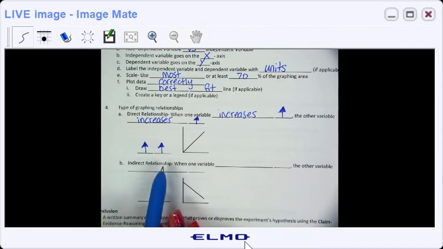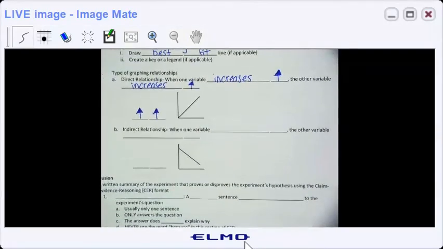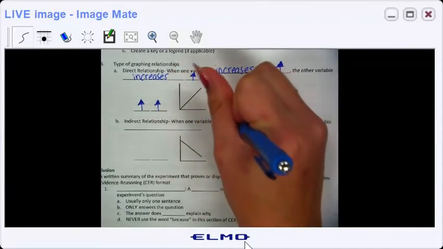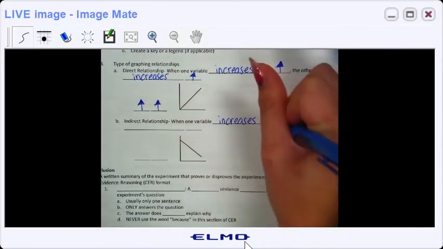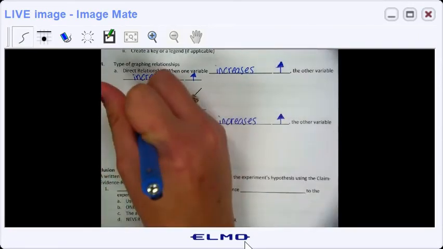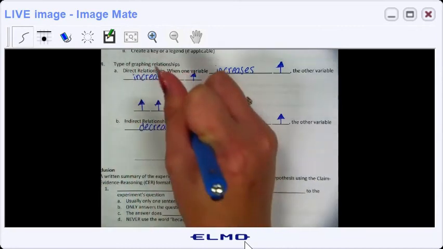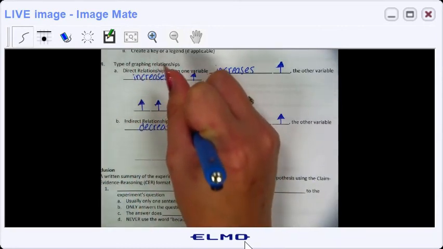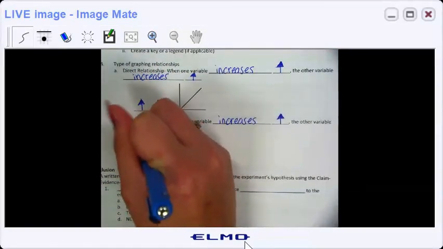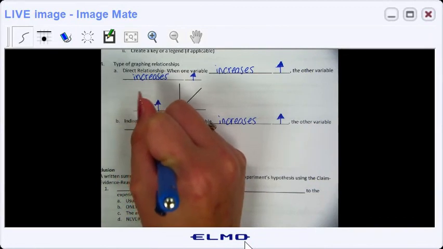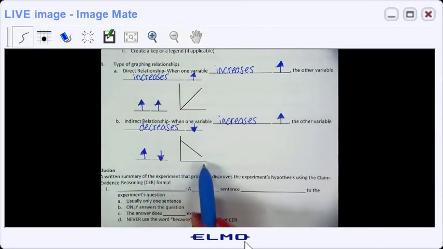Then an indirect relationship is when one variable increases, the other variable decreases. So for example, the x is getting higher, but the y is going down, it's getting lower or decreasing.